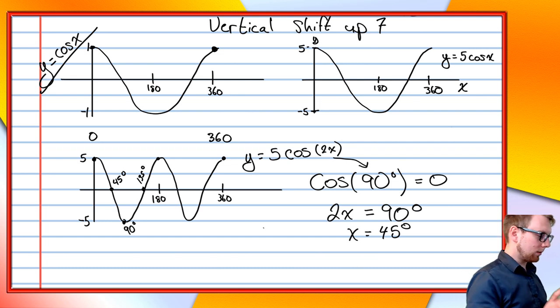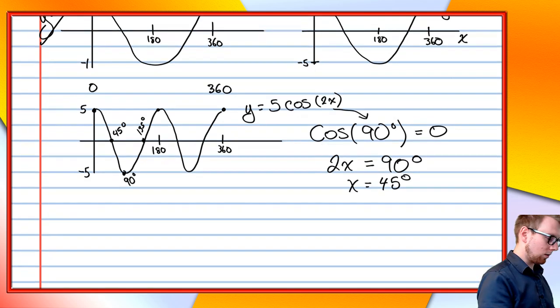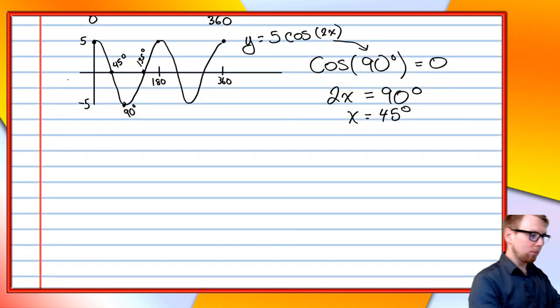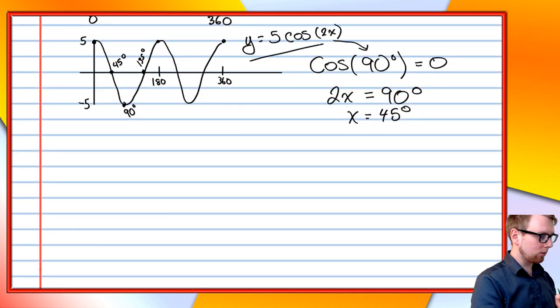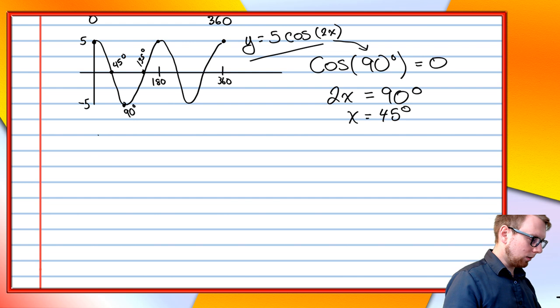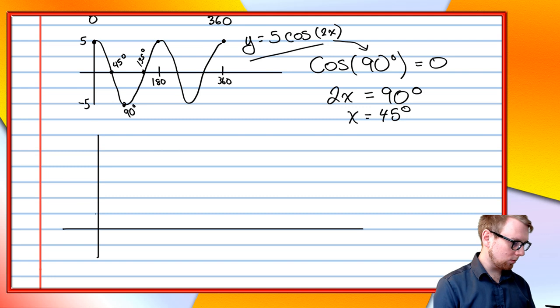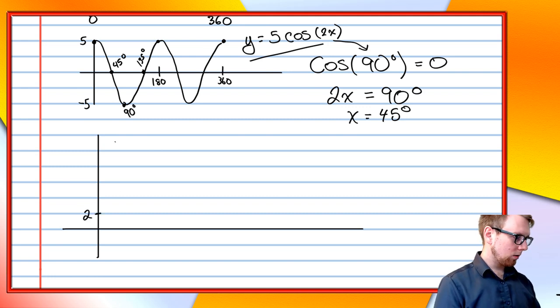Okay, so we're not done yet. We still have one last piece, and that is our shift up 7. Remember, this is y equals 5 cos of 2x. All we need to do now is move everything up 7. So where it was minus 5, plus 7 would be 2. 5 plus 7 would be 12. So our shifted graph would change from 2 to 12.